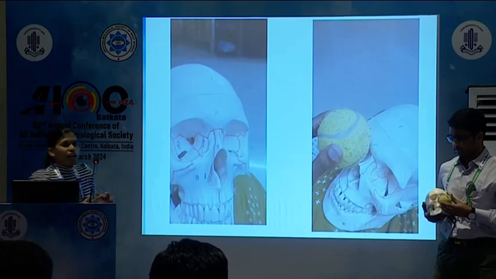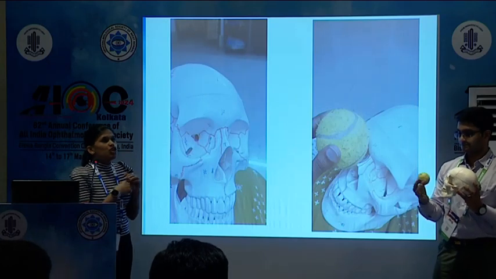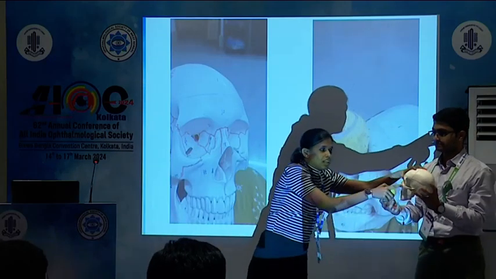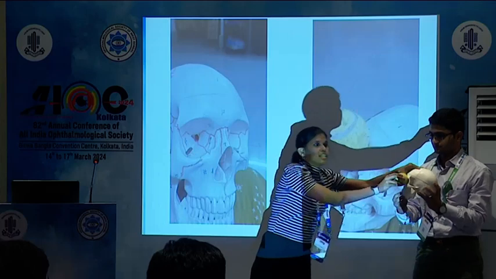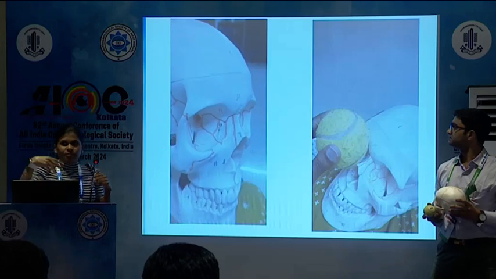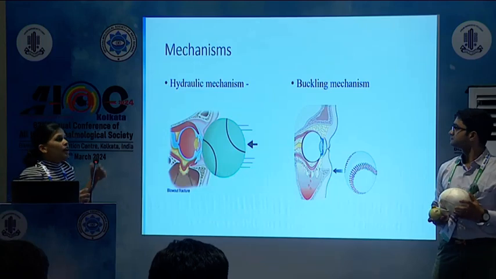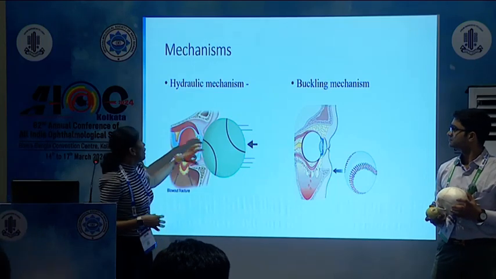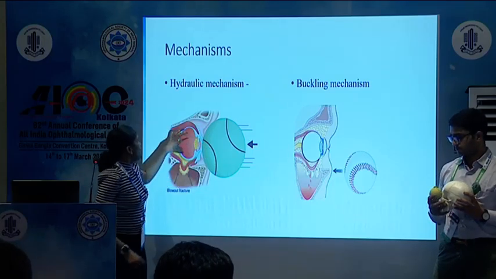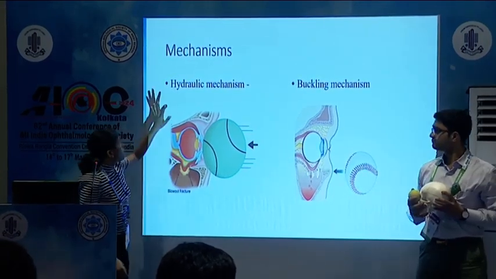In the mechanism of orbital blowout fracture, the object of impact should be larger than the orbital aperture. Here you can see the object of impact is larger than that. There are two mechanisms: the hydraulic mechanism and the buckling mechanism. In the hydraulic mechanism, the object of impact is on the orbital rim, the intra-orbital pressure is increased, and the floor gives way. So this is the hydraulic mechanism.